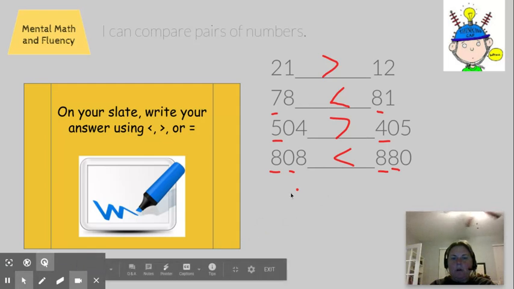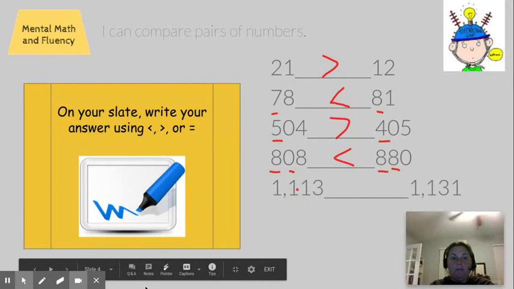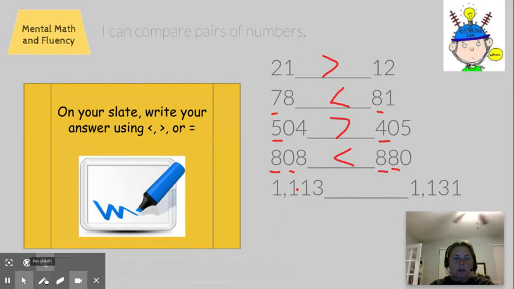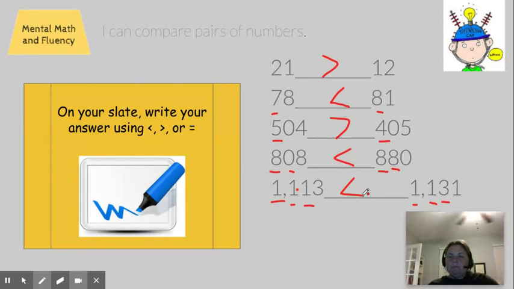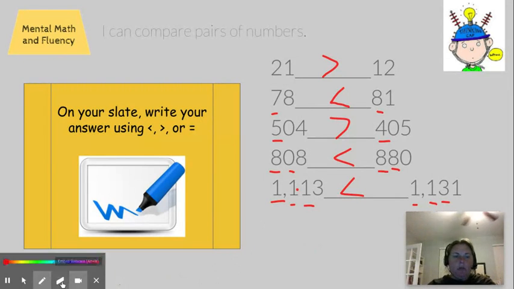All right, let's do one more. Even bigger. Okay, 1,113, 1,131. We'll go to the 1,000 spot first. The 1s are the same. Let's go to the 100 spot. The 1s are the same again. Uh-oh, now we're going to have to go to the 10 spot. 1 and 3. We know that 3 is bigger than 1, so our alligator is going to eat the bigger number, 1,131. All right, good job on that.